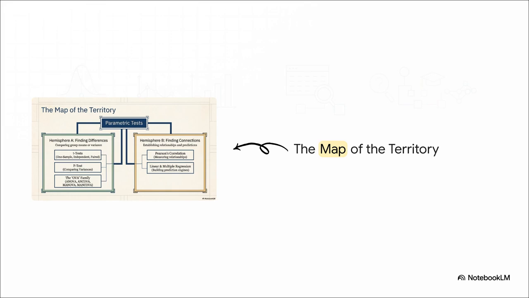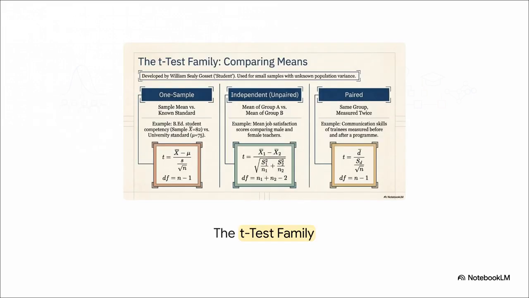Okay, assuming your data actually meets those strict criteria, the entire territory of parametric tests basically splits into 2 distinct hemispheres. Hemisphere A is all about finding differences, so specifically comparing group means or variances. Hemisphere B, on the other hand, shifts our focus over to finding connections, establishing solid relationships, and building out predictions. Let's dive right into Hemisphere A, starting with the t-test family.